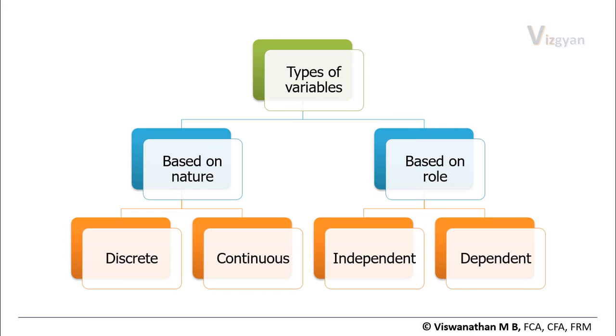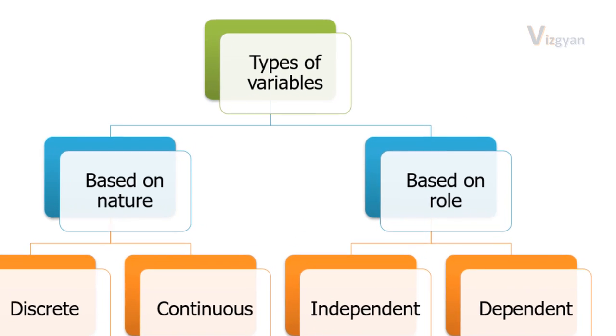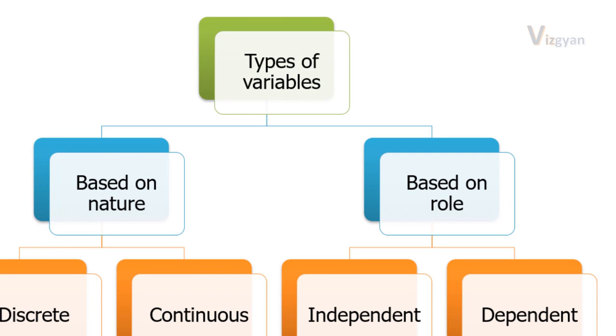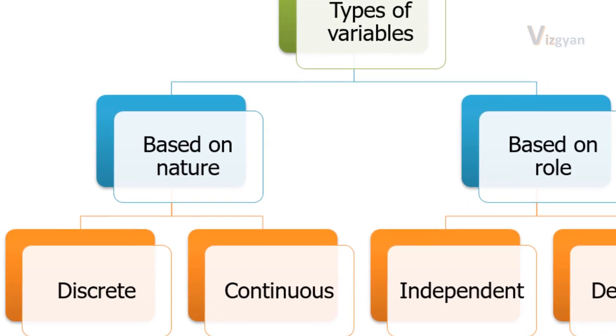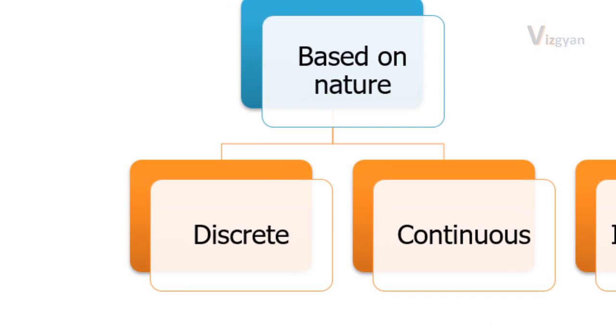When you talk about types of variables, I would within that create two different categories. One is based on their nature and another one is based on their role. Based on nature, data can be either discrete or they can be continuous. What is a discrete data?